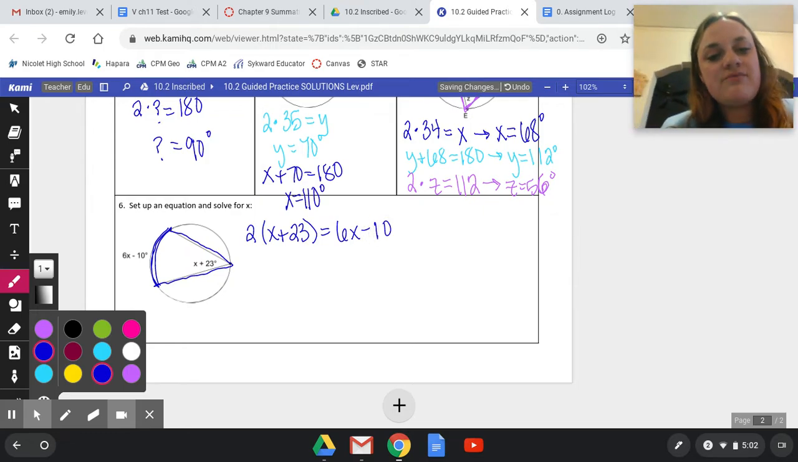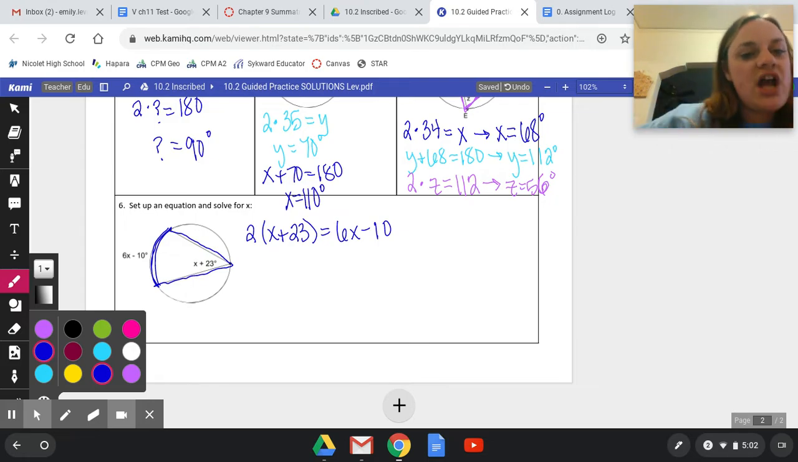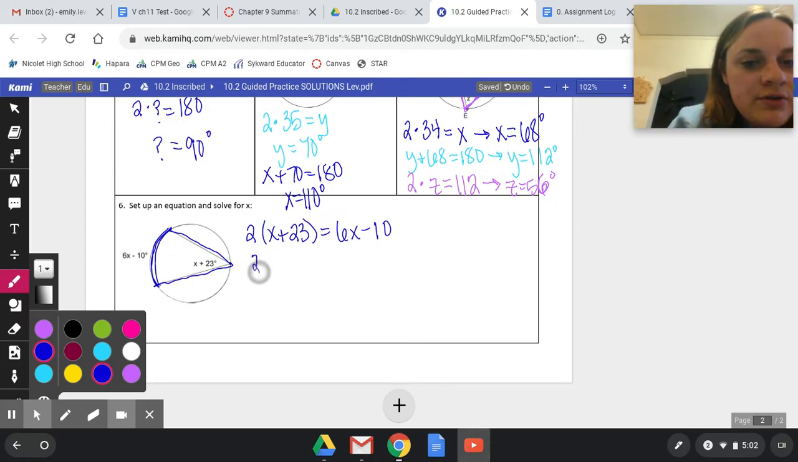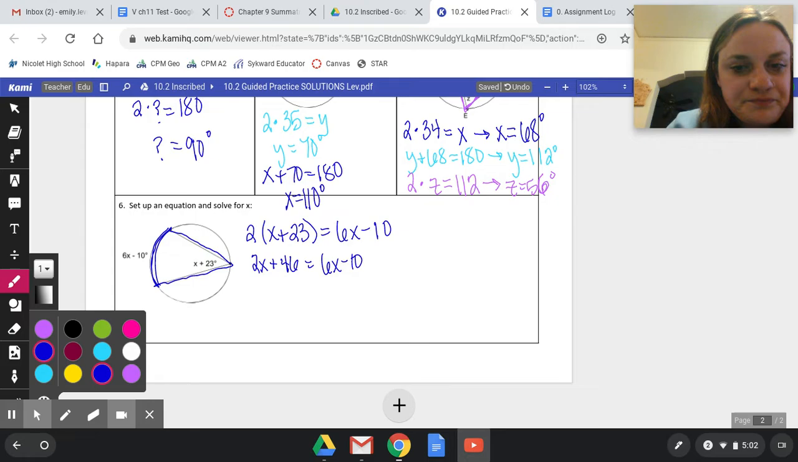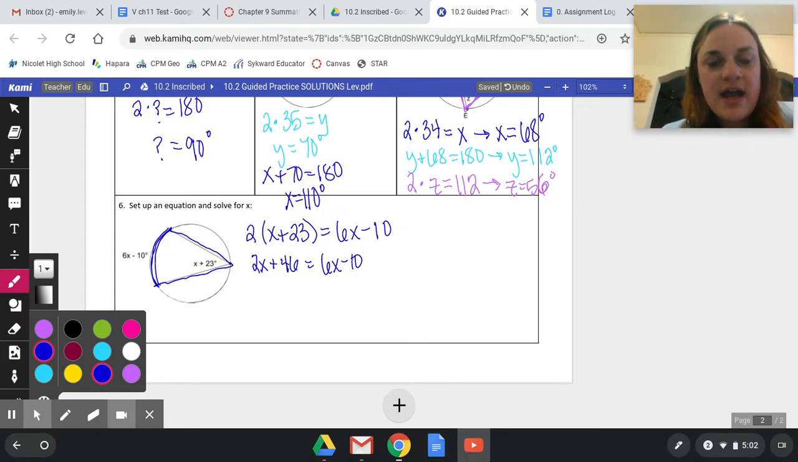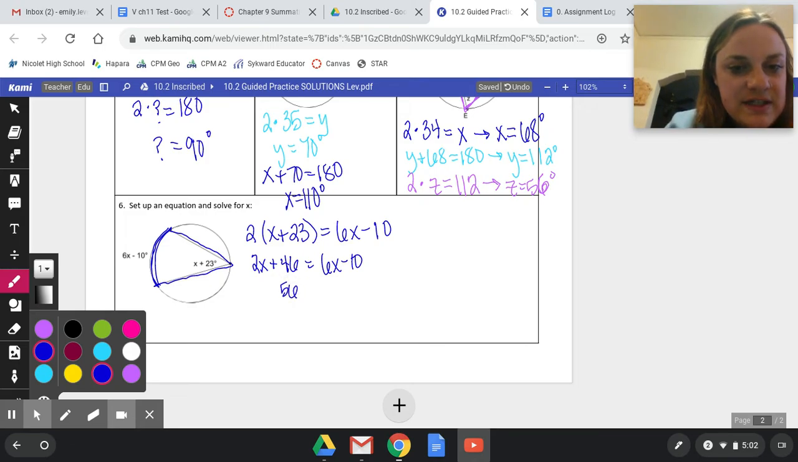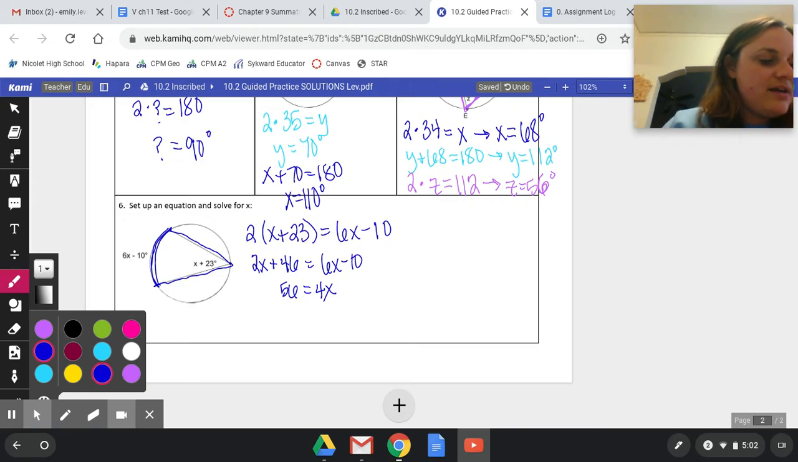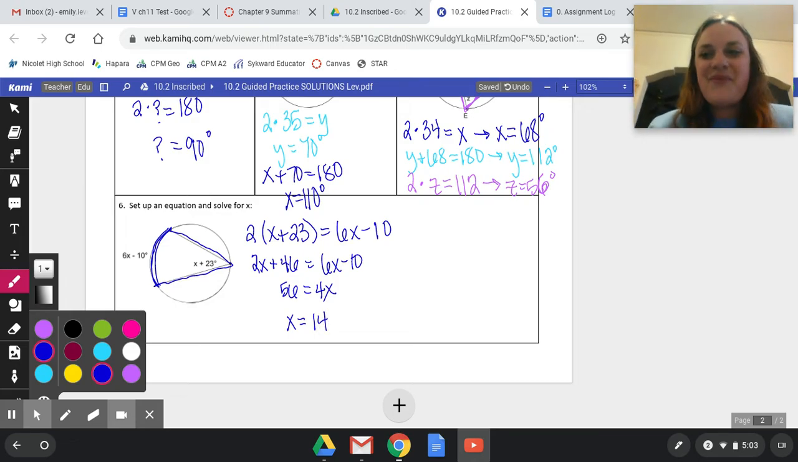Now this is just algebra. I am just multiplying out, distributing in, subtracting, adding, yada, yada. So 2x plus 46, if I distribute in the 2, is equal to 6x minus 10. Next, 2 steps in 1, because you guys are in geometry. You're in high school. It's not the little leagues anymore. I'm going to add 10 to both sides, and I'm going to subtract 2x. So adding 10 would give me 56. Subtracting the 2x gives 4x. All right, 56 divided by 4 is 14. x is equal to 14. All right, that is it.